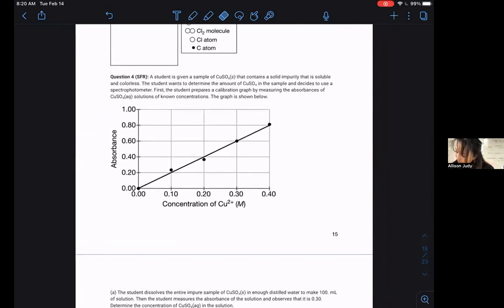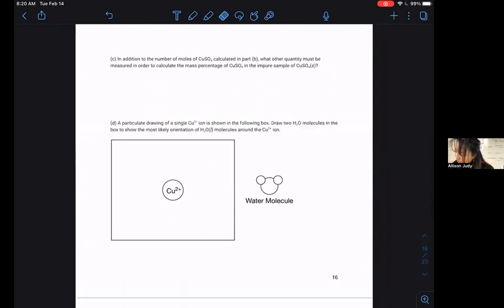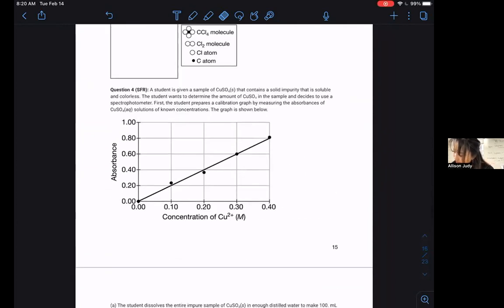So I think actually some of you guys might have encountered a similar question on a previous problem. So here we have the student is given a sample of copper sulfate that contains a solid impurity that is soluble and colorless.